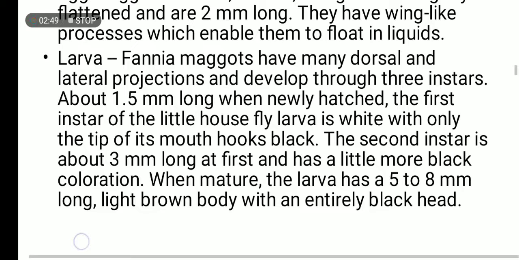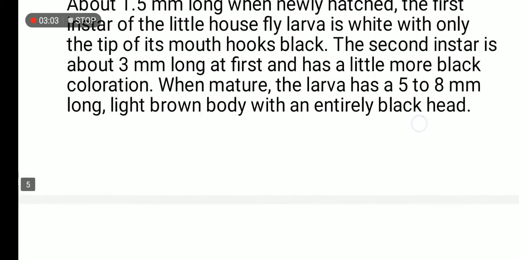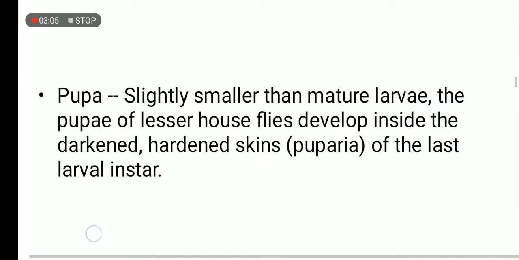The second instar is 3 mm long at first and has more black coloration. When mature, the larva is 5 to 8 mm long, with a light brown body and an entirely black head. The pupa is slightly smaller than the mature larva. The pupa of the lesser housefly develops inside the darkened hard skin of the last larval instar, which is known as the puparium.